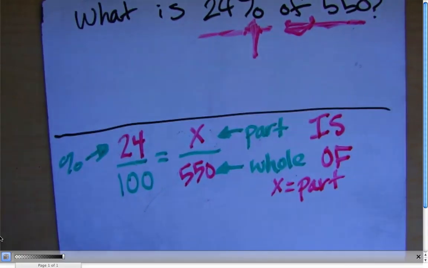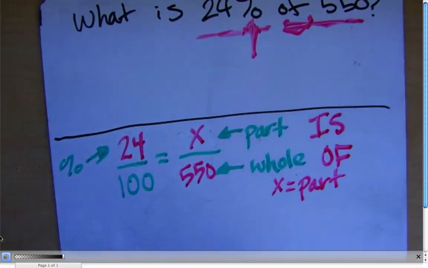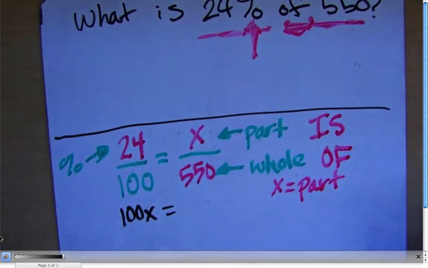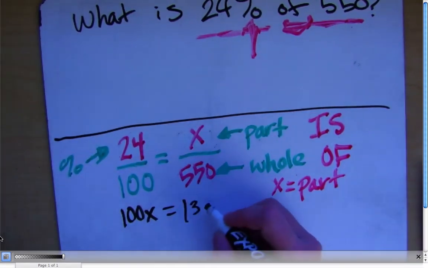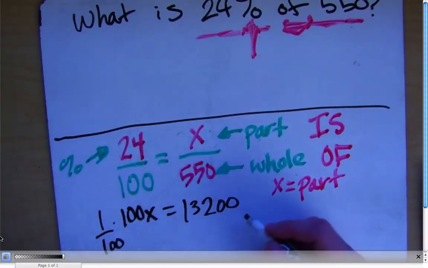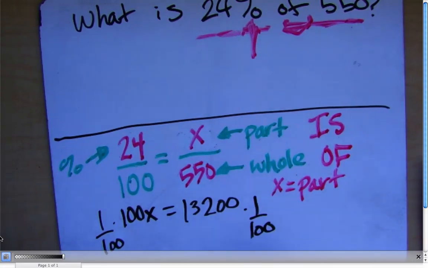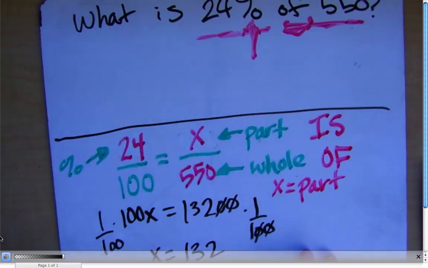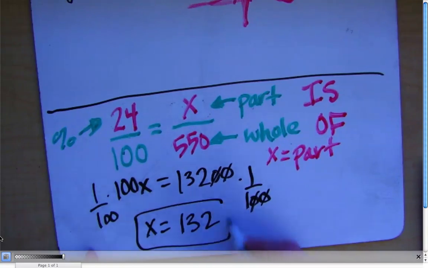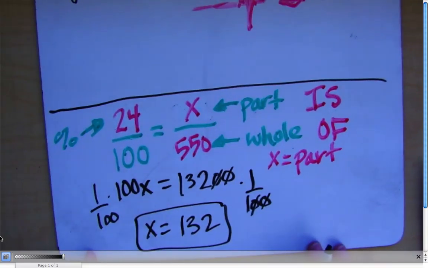At this point, you're doing your cross products just like we normally do. Okay, so 100 times x is 100x equals 550 times 24. Just use your calculator like you normally do. So 550 times 24 is 13,200. Then do your reciprocal. When it's dividing by 100, that's pretty easy. Just knock off 2 zeros. So x equals 132. So 24% of 550 is 132. We found our part. Okay, so that's the proportion method.